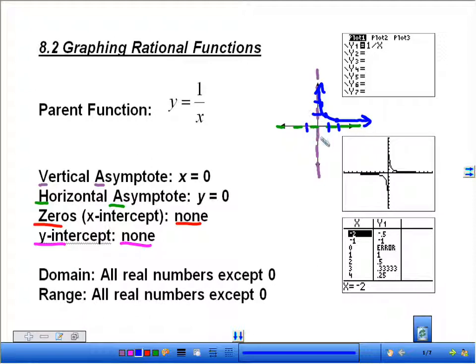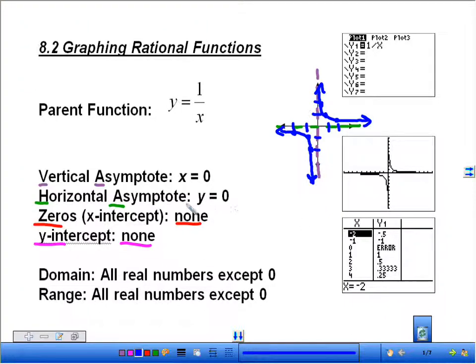Let's do the other side. When x is -1, y is -1. When x is -2, y is -1/2. When x is -1/2, y will be -2. There's my other branch. As negative x gets larger in magnitude, this fraction is going to get smaller and smaller, but it is never going to touch 0. The domain, all real numbers except 0, and the range, all real numbers except 0.